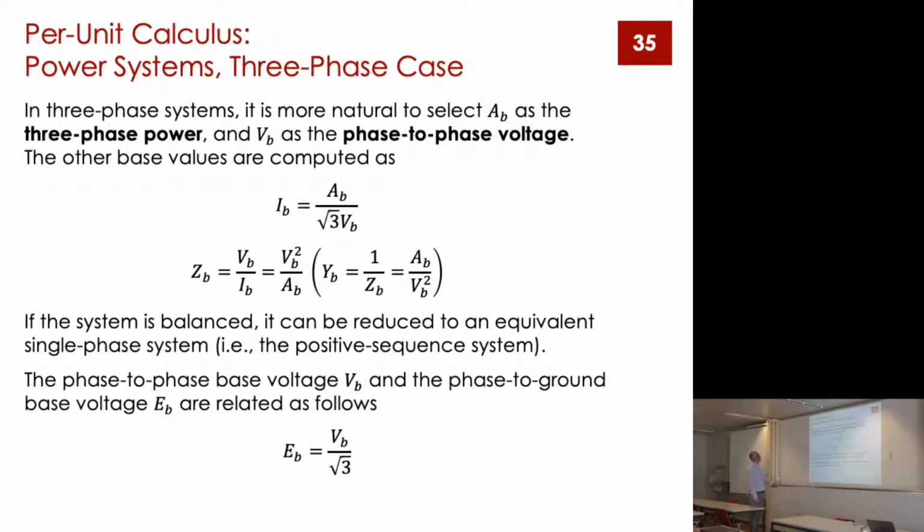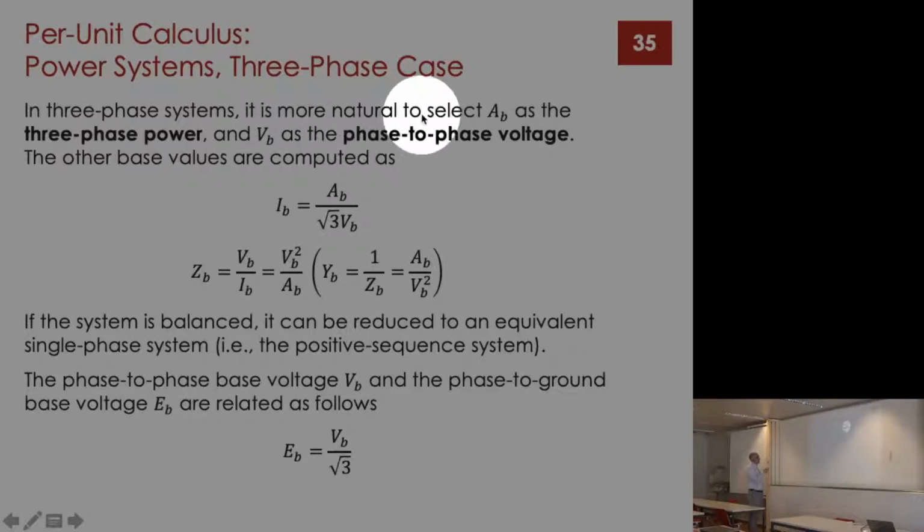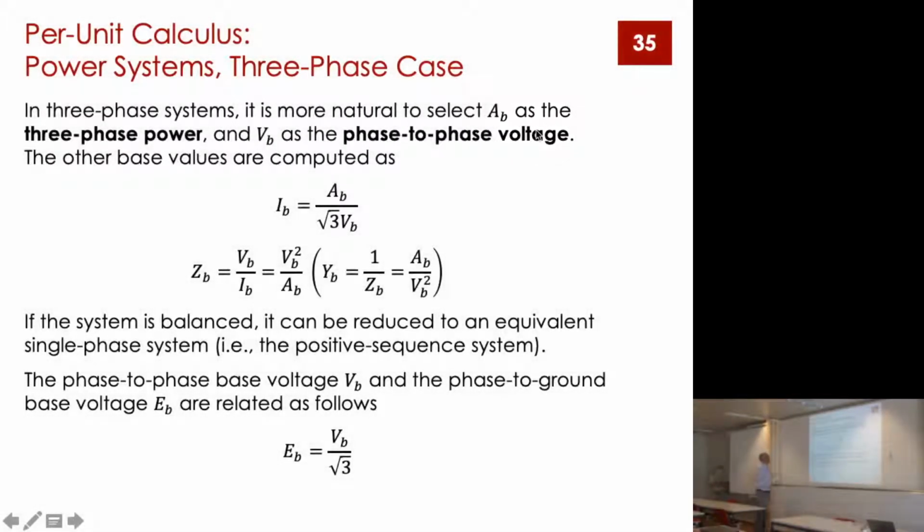In three-phase systems, again, you have to make a little adaptation. You again choose the base power AB and the base voltage VB. The base voltage in this case is the phase-to-phase voltage. So the IB is just AB divided by square root of 3 VB. This is just because of the relationship of the three-phase system. And the EB, which is the base value for the phase-to-ground voltage, is VB divided by square root of 3.